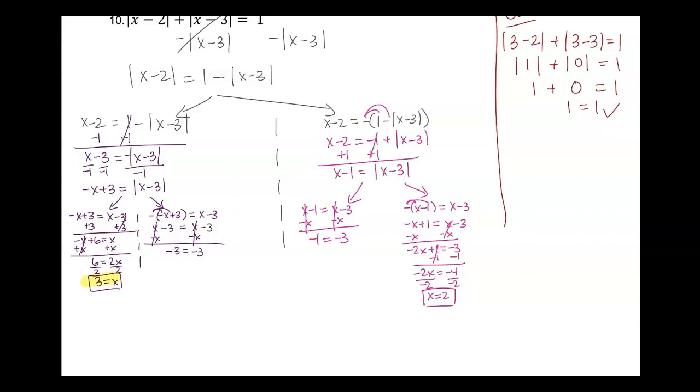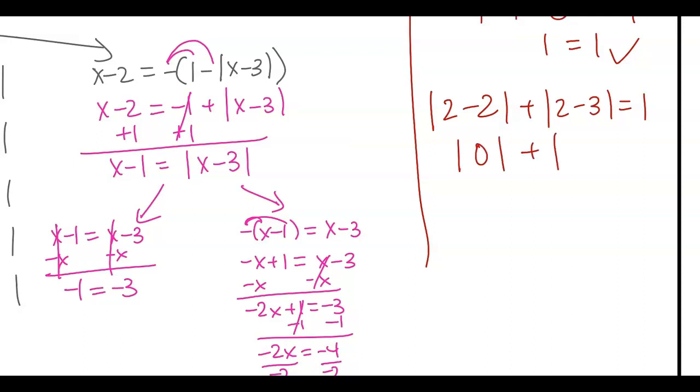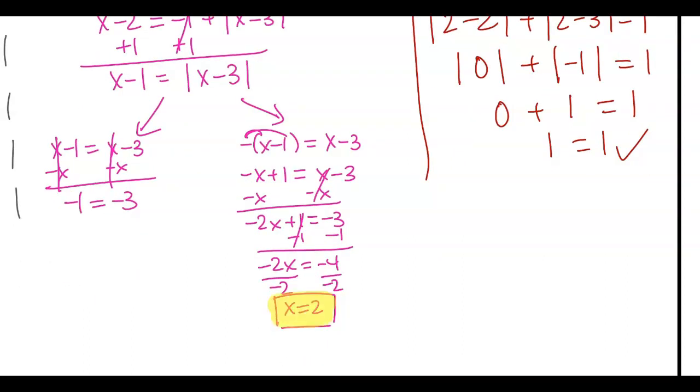Let's double check too. So we're going to have the absolute value of 2 minus 2 plus the absolute value of 2 minus 3, and that should equal a positive 1. 2 minus 2 is 0. 2 minus 3 is negative 1, and that should equal just 1. We've already talked about this. It's okay to have the absolute value of 0. We're just going to write this as 0 plus the absolute value of negative 1, which is just positive 1, should equal 1. 0 plus 1 is in fact 1. So that means down here at x equals 2, that is my other solution.